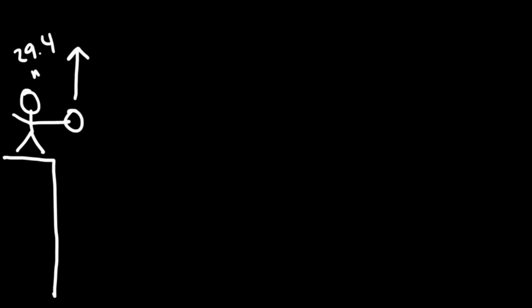So let's say we have a similar situation. We have the same person with the ball in his hand, and this time he throws it in the upward direction with, let's say, a speed of 29.4 meters per second. What can you tell me about the vertical velocity and its value every second? Let's say this person is standing on the cliff on the Earth, where g is negative 9.8 meters per second squared.